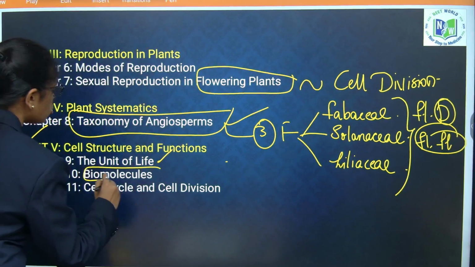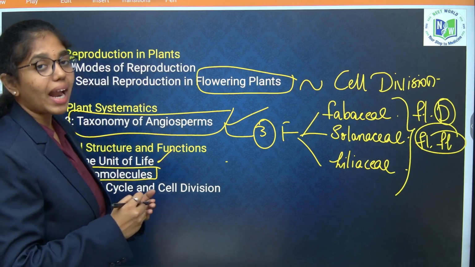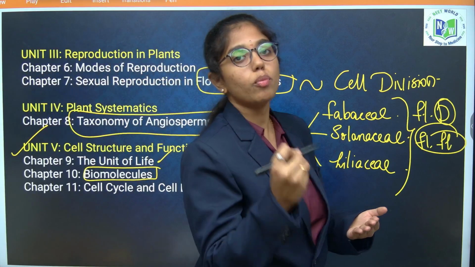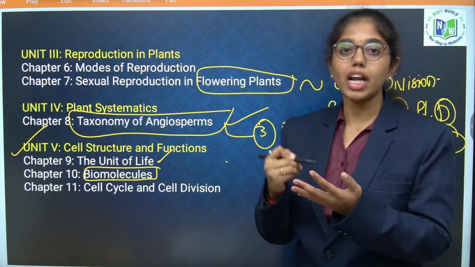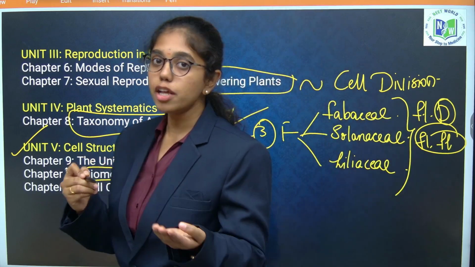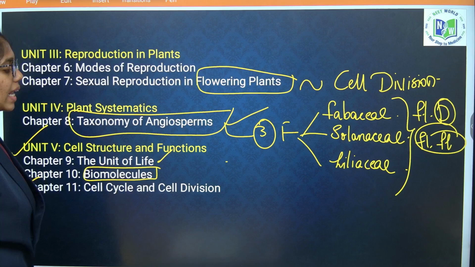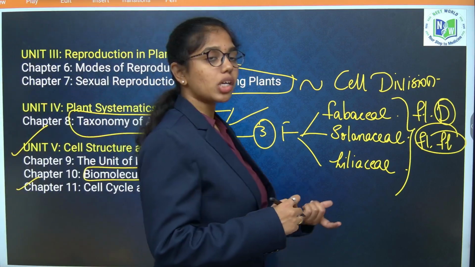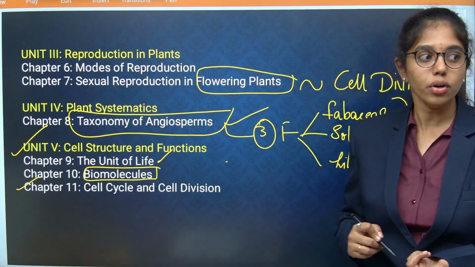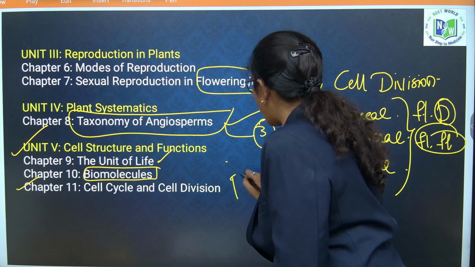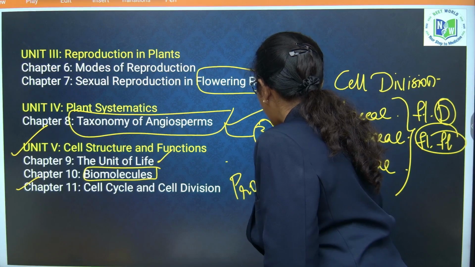Next, biomolecules, you have to look into the structure and function of biomacromolecules like carbohydrates, proteins, lipids and nucleic acids. Then comes cell cycle and cell division, mitosis, meiosis and its significance you have to look into. Then from meiosis you have to focus on prophase 1.